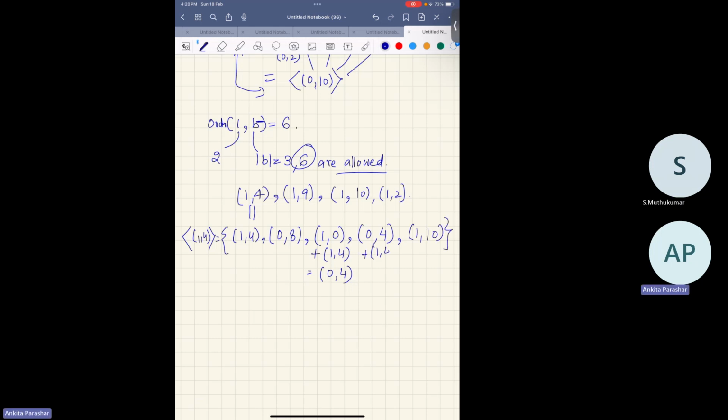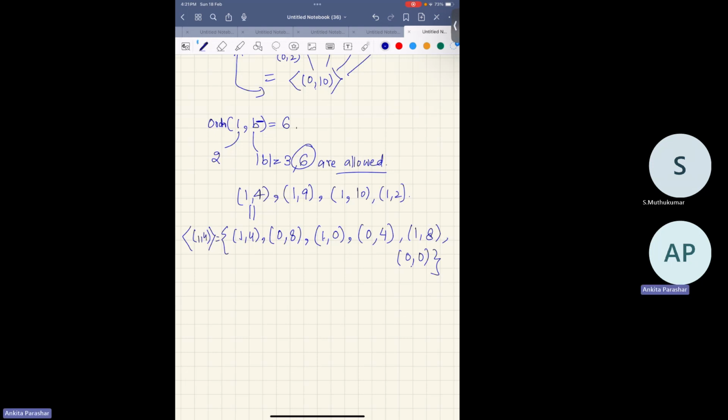You'll add 1, 4. You will add 0, 4. Then what will you get? 1, 4. You'll get 1, 8. And then once you add, I think 0, 0. 2, 3, 4, 5, 6. Yeah, this is okay. This is okay.